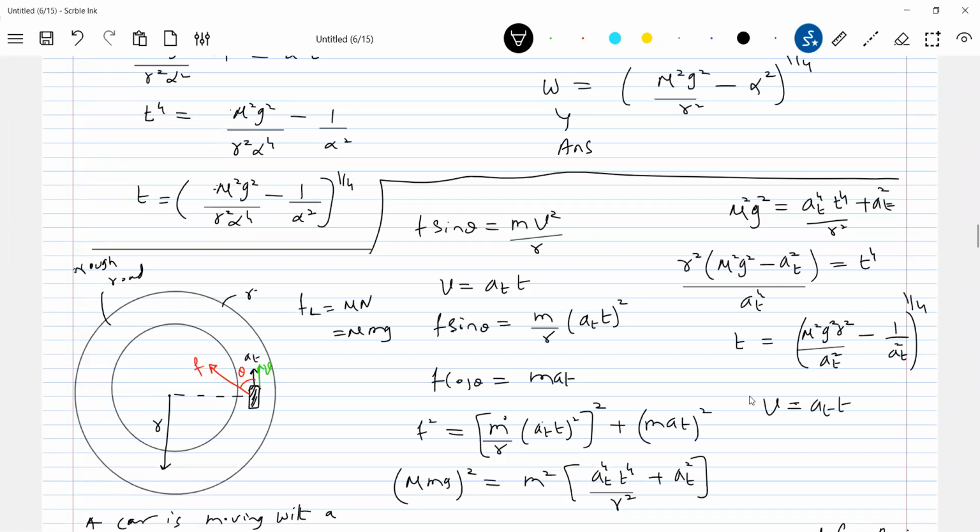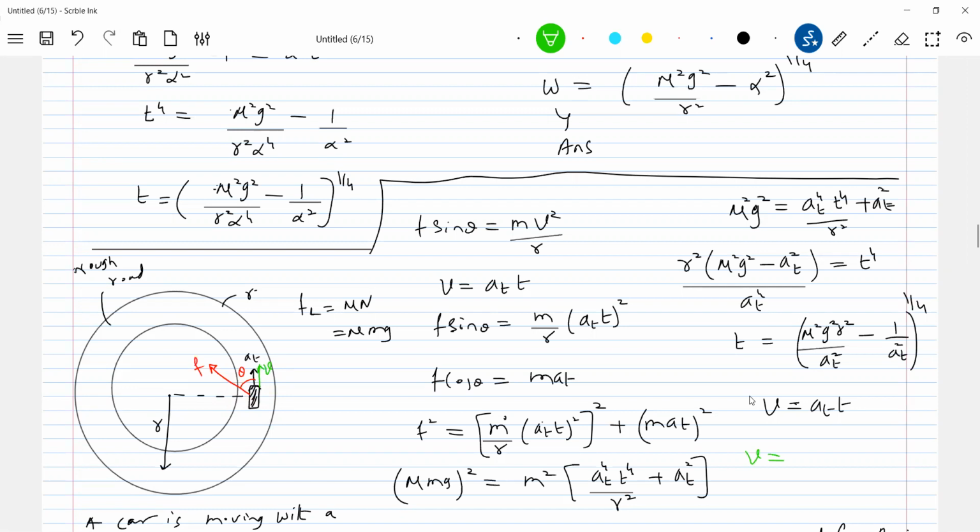So now there are two things. The car moves with a constant speed. How will the friction act? Very simple. If the car moves with a constant speed, the friction will act towards the center. If the car has constant tangential acceleration, the component of friction must act here. Substitute the value of t here, then we'll get the required answer. I'll write that also.